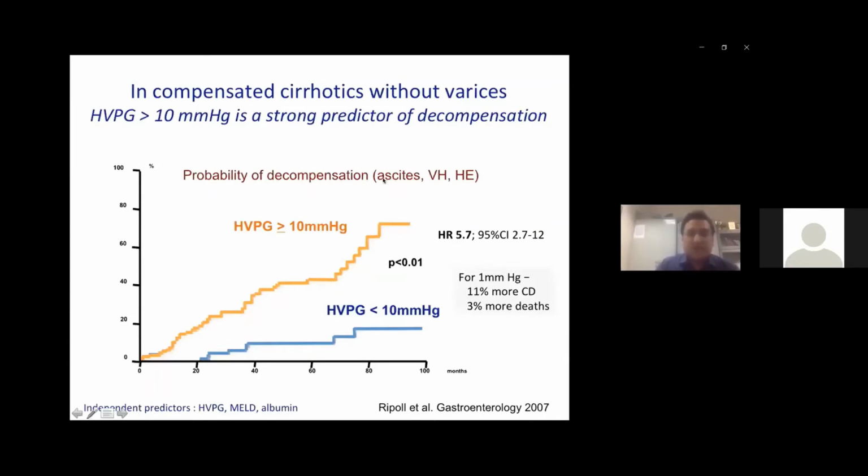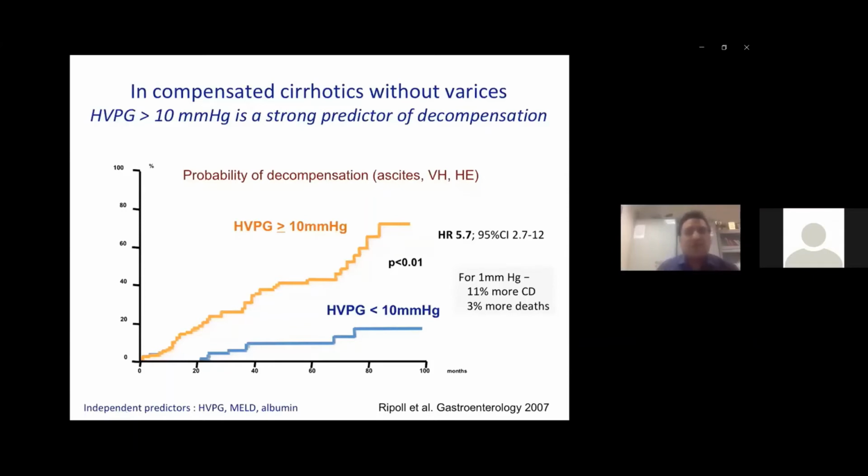These patients had much higher risk of developing ascites, variceal hemorrhage, and hepatic encephalopathy. Almost 6-fold higher risk of developing these complications over a follow-up of more than 5 years. You can see here, for every millimeter increase in the HVPG in these patients with baseline HVPG more than 10, there is an 11% increase in the risk of decompensation.